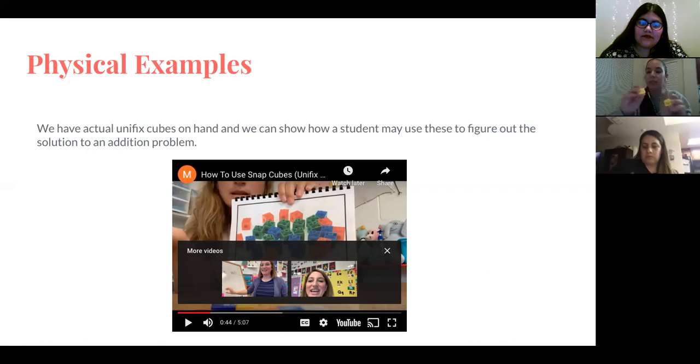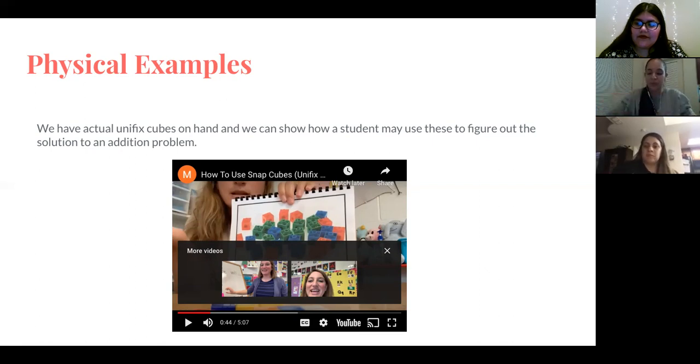She's asking them questions like, what do you notice about the cubes? What about their shapes? What do they do? How many colors do they come in? What do you think we use them for? And here I have some that I use with my students at school. And that's how we introduce it to them.